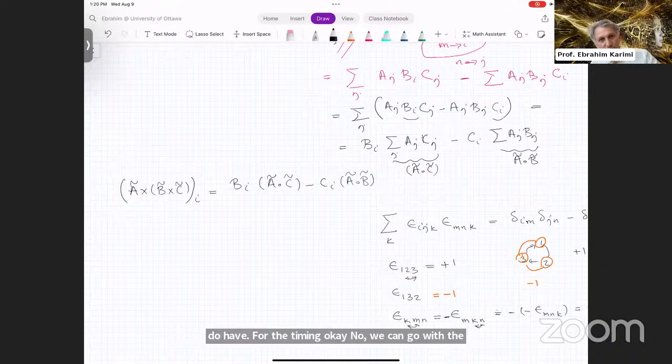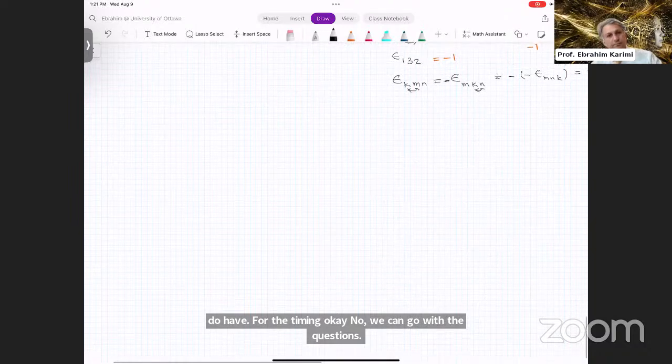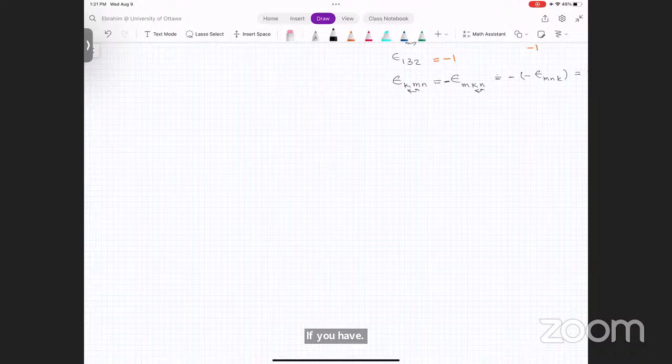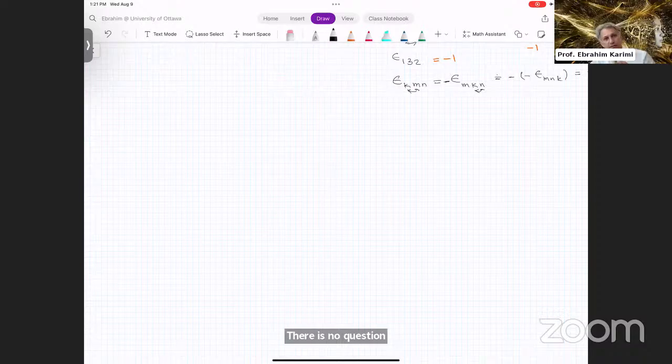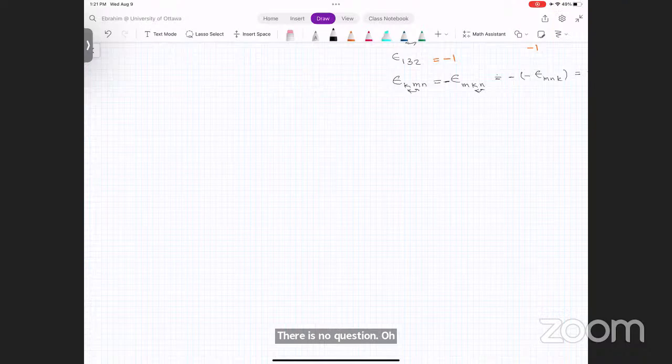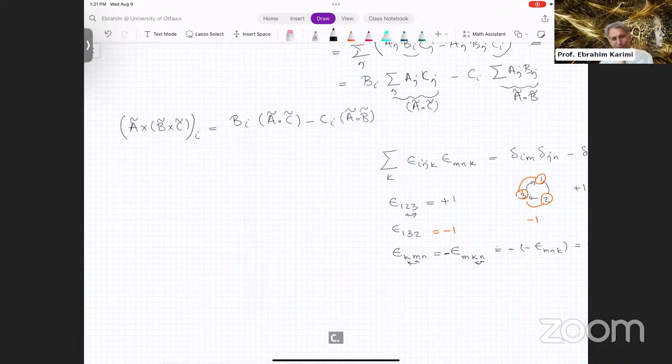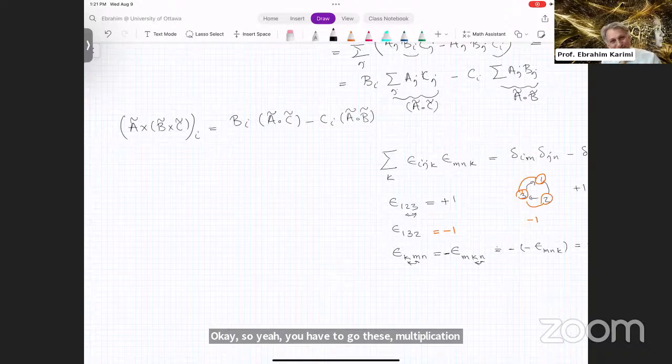Wijdan, if you have any. There is no question. Okay, perfect. But Muhammad Isa has written he means the magnitude of bracket A times B, close bracket, times C. Okay, this is exactly the magnitude that I mean. So you have to go through this multiplication all together and see what the result will be. Are there no more questions?